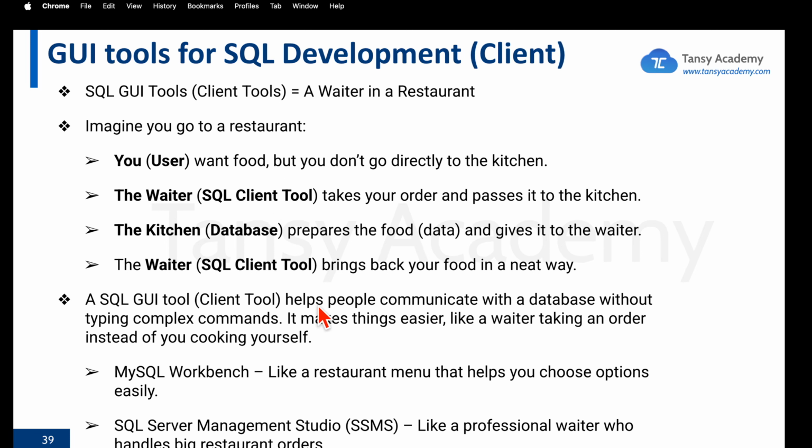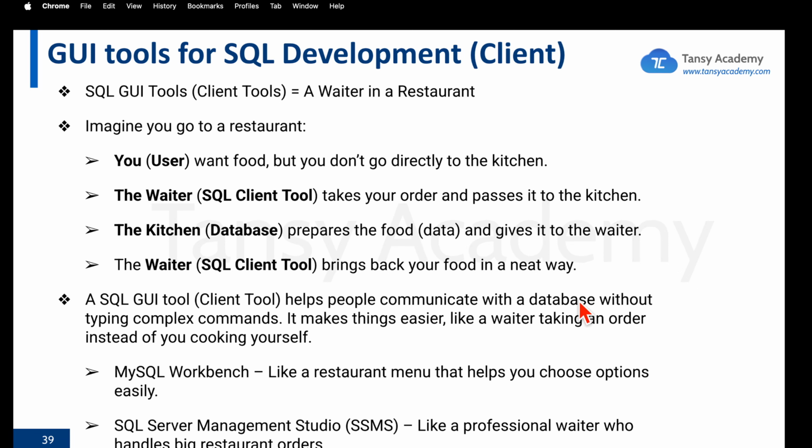But from the perspective of data, it's like you are asking how many customers I have. The waiter will go to the database, the kitchen. It will search, come back and say, I have 10 customers, I have 20 suppliers. A SQL GUI tool, or client tool, helps people communicate with the database.